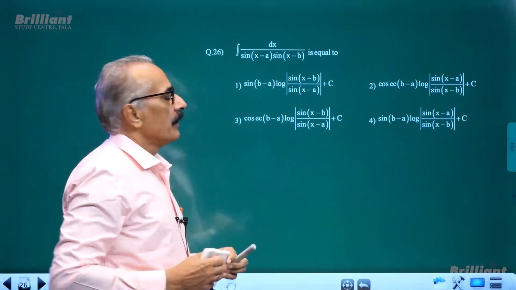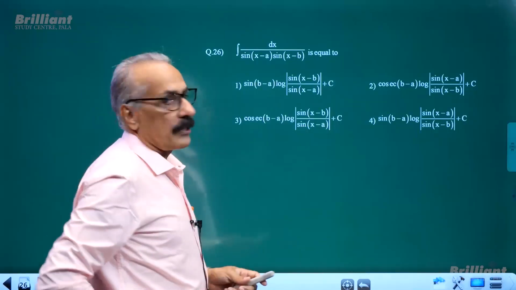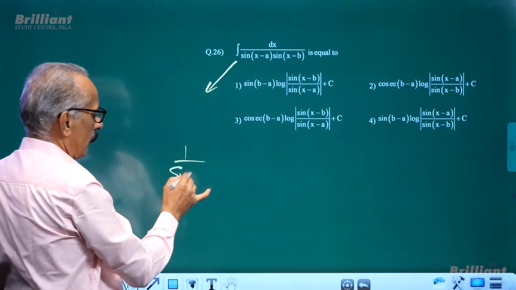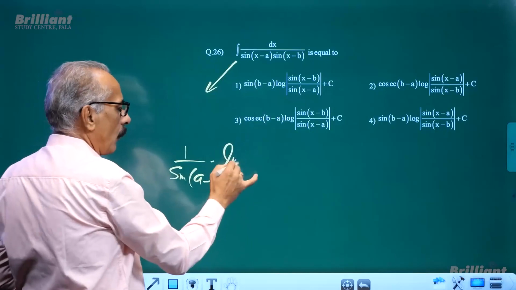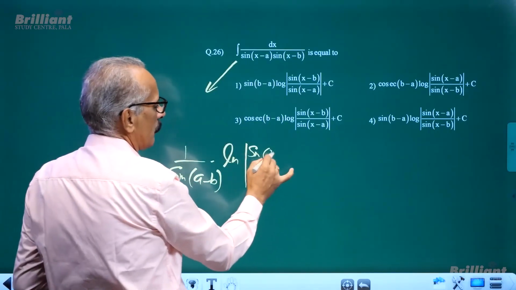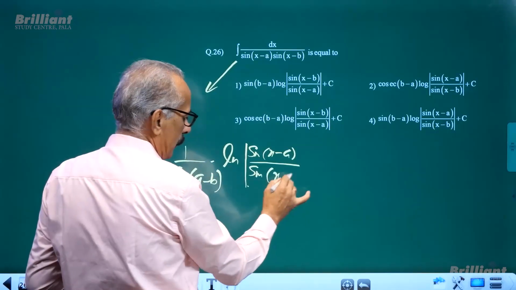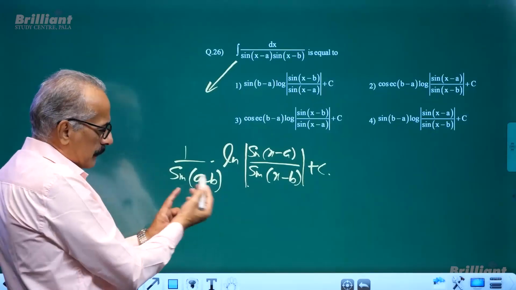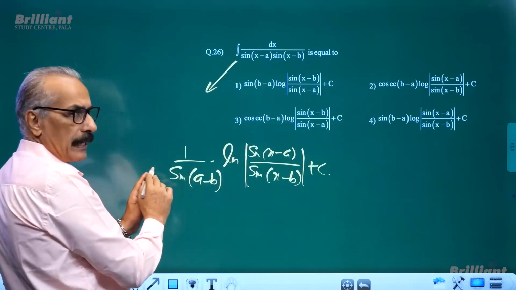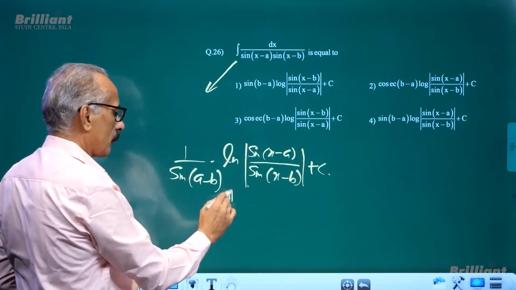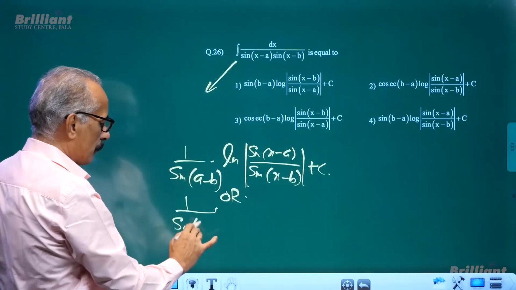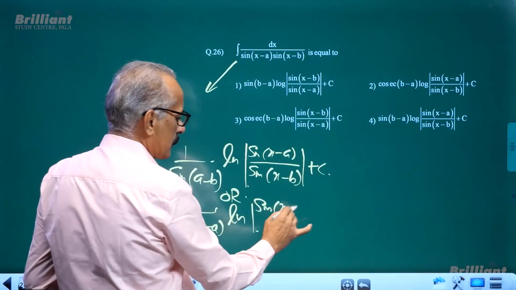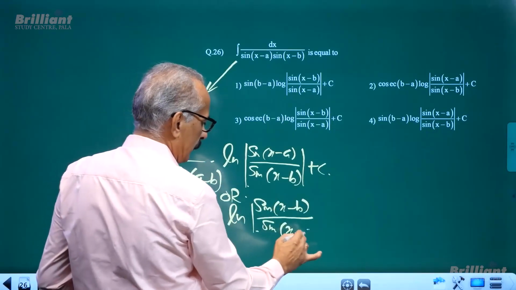On to the next. Integral dx divided by sin(x minus a) into sin(x minus b). In such questions keep in mind the answer will be 1 by sin(a minus b) into logarithm of, if a is there, sin(x minus a) divided by sin(x minus b). Immediately I'll solve, don't worry. Or this sin(a minus b), suppose you want to write sin(b minus a), so you give a minus sign. Or if your answer is 1 by sin(b minus a) into logarithm of, give first preference to b, sin(x minus b) divided by sin(x minus a).